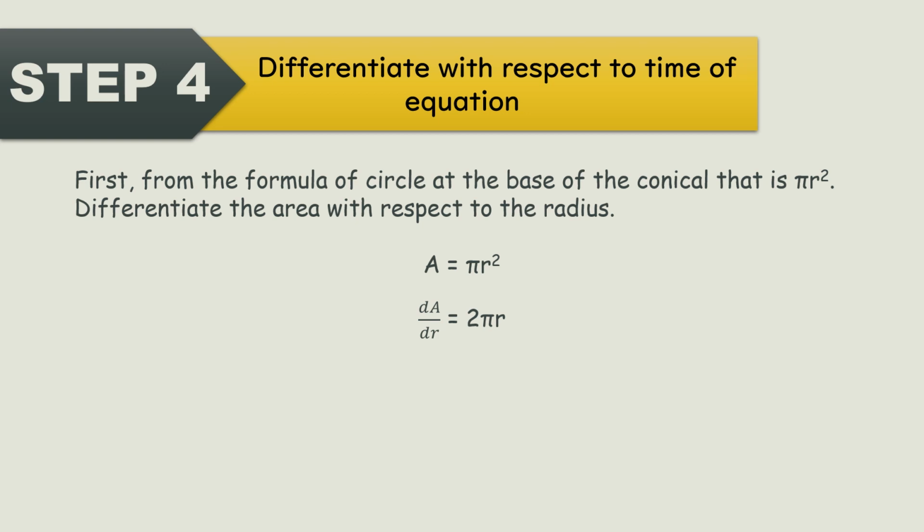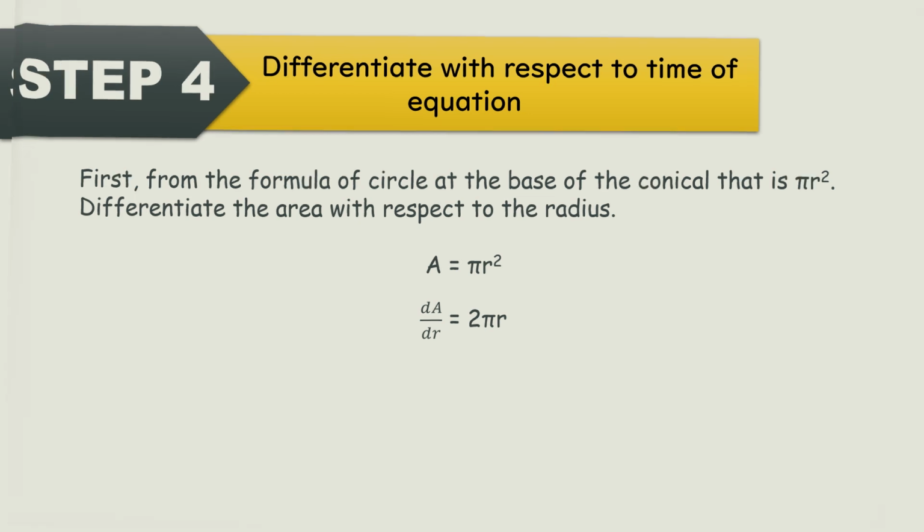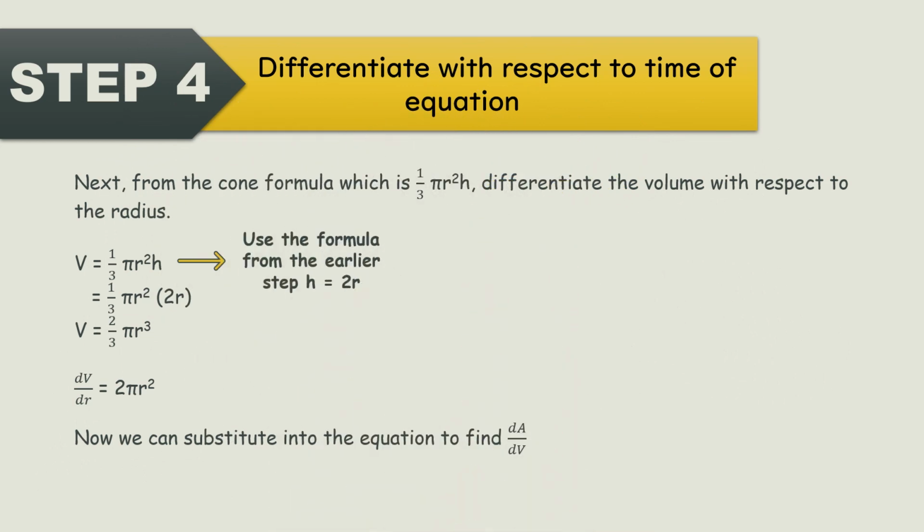First, from the formula of circle at the base of the conical, that is pi r², differentiate the area with respect to the radius, so that we will get dA over dr equals to 2 pi r. Next, from the cone formula, which is 1 over 3 pi r square h, differentiate the volume with respect to the radius, so that we will get dV over dr equals to 2 pi r squared.